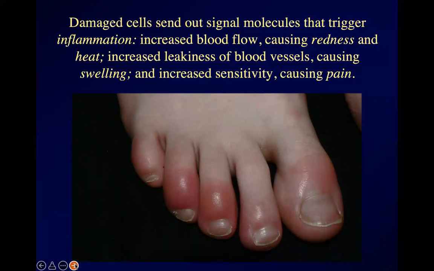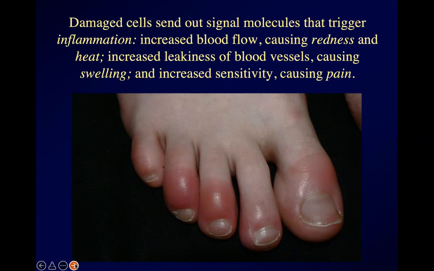Anytime you've got cells that get damaged, they send out signal molecules. We don't need to worry about what those are, but those molecules trigger the inflammatory response or inflammation. The ancient Roman author Galen, one of the first great medical authors, called it rubor et calor et tumor et dolor, which is Latin for redness and heat and swelling and pain.